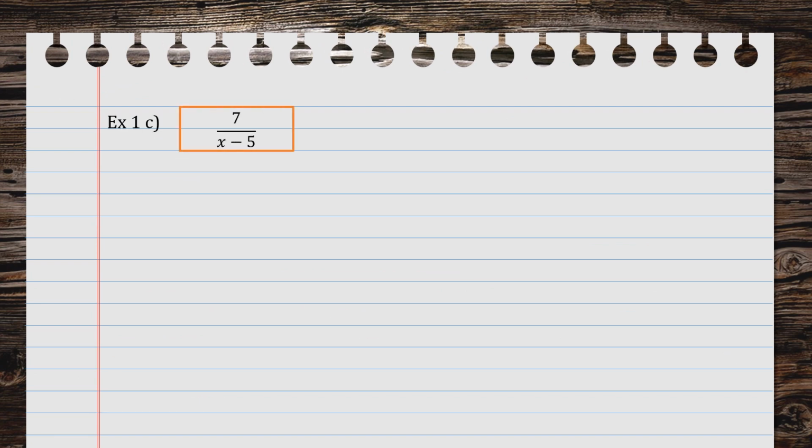Example 1c, we were given the fraction 7 over x minus 5. And the other fraction was x plus 3 all over x squared minus 6x plus 5. This is your try it problem. Rewrite both of these fractions with the new common denominator. Let's see how you did.